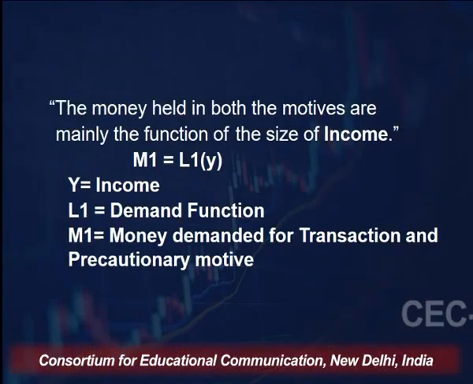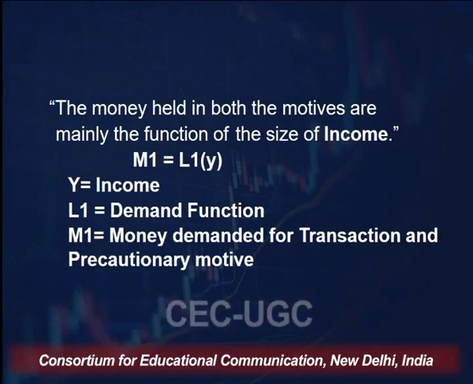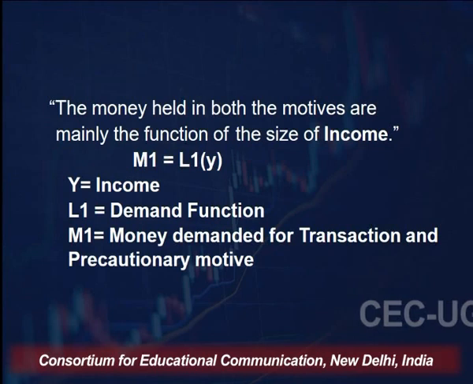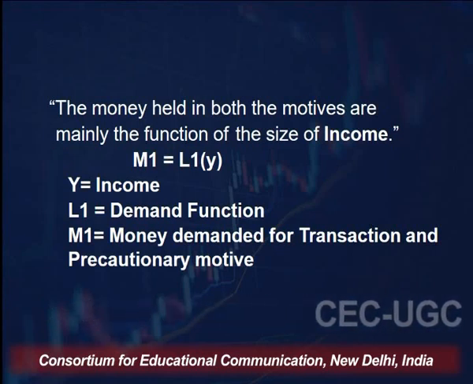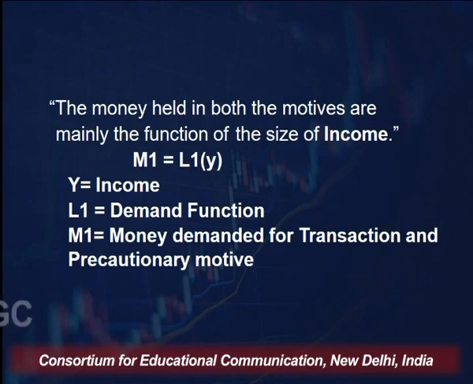It depends upon the psychology of the individual and the conditions in which they live, how much money they will demand for precautionary purpose. So the money held under both the motives is mainly a function of the size of the income. As I said, it depends upon the level of income. So demand for money for transaction purpose and precautionary purpose are a direct function of the level of income. The more the income, the more will be the demand. So M1 is equal to L1Y. Here Y is the level of income, L is the demand function, and M1 is the money demanded for transactionary and precautionary purpose.